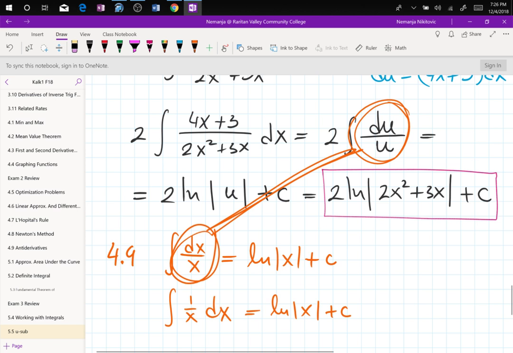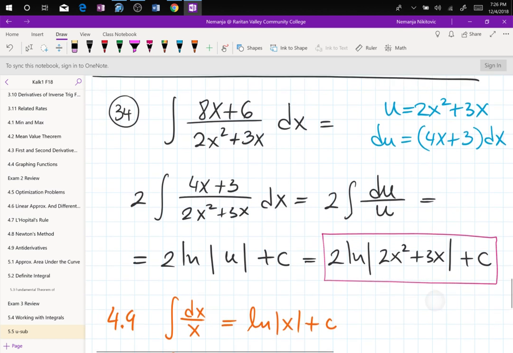So I gave you the 4.9 formula, which is the backwards derivative formula we learned for ln. And trust me, you will be sick of ln integrals as soon as you hit Calc 2. There's a whole section on partial fraction decomposition, which also goes into your differential equations course, where pretty much every single one is ln. So there's going to be a lot of ln integrals coming up. Nested ln integrals, too. So that was problem 34.